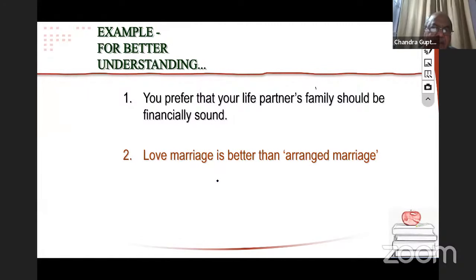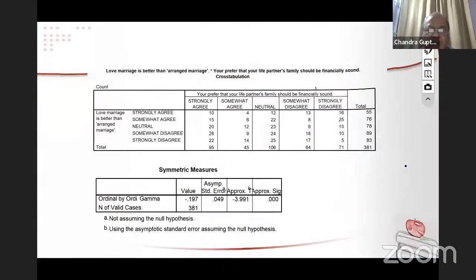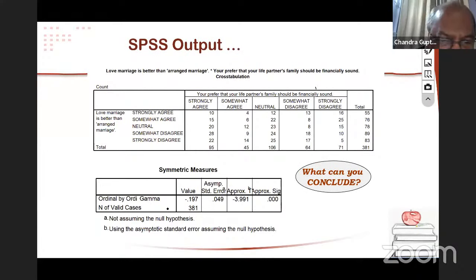You prefer that your life partner's family should be financially sound, and we have given ratings. Love marriage is better than arranged marriage, again we have asked them to rank. So both are ordinal data, and we take the correlation between them, ordinal by ordinal gamma: negative, significant. That means if on 'your life partner's family should be financially sound' I say strongly disagree, and then I move to strongly agree on 'love marriage is better than arranged marriage', those who believe that love marriage is better than arranged marriage are disagreeing that the life partner's family should be financially sound. That's what you can conclude out of this.